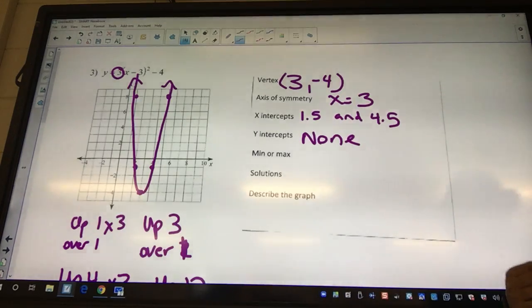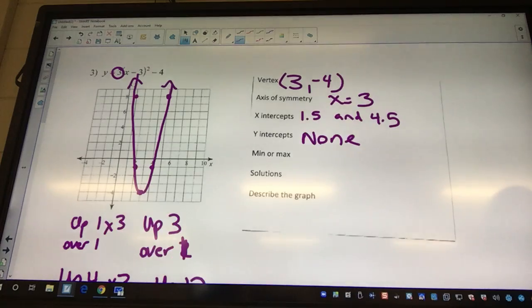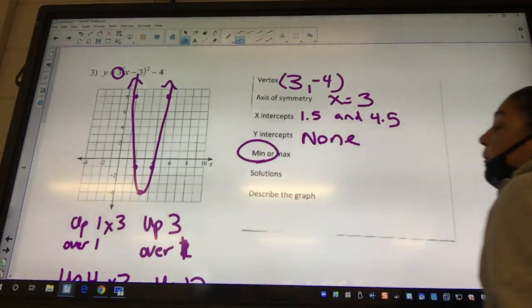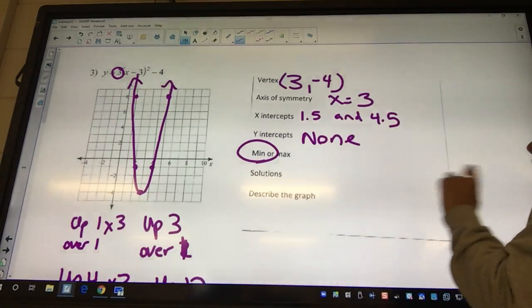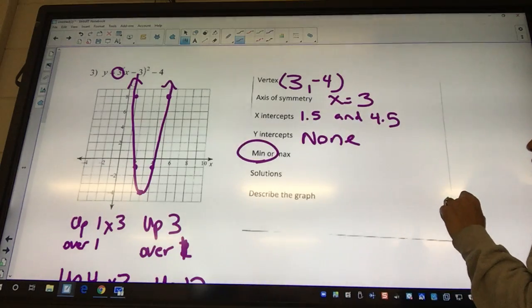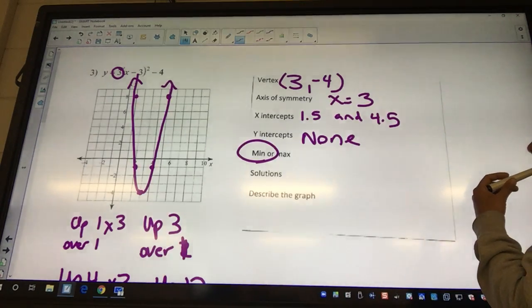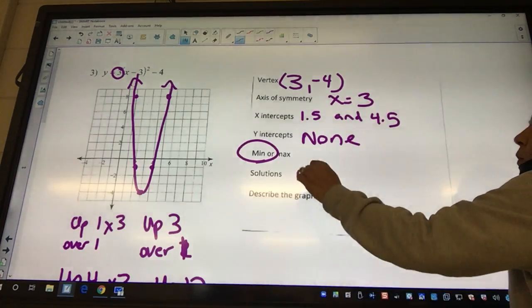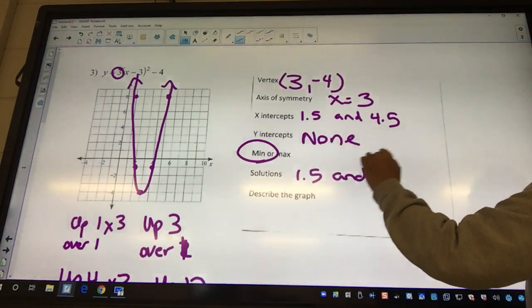Why does that intercept? 8. No, it's not. I did it wrong. Min or max? Min. Solutions. What are our solutions? Solutions are 1.5 and 4.5.